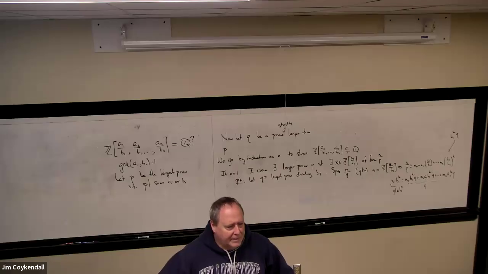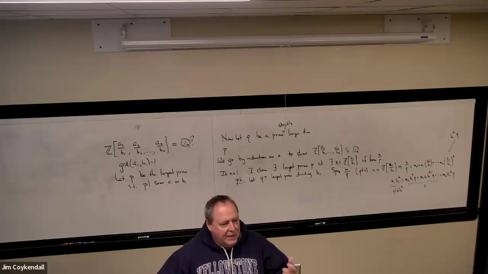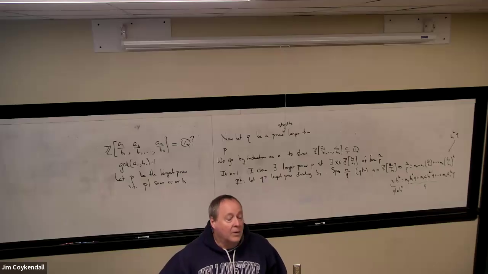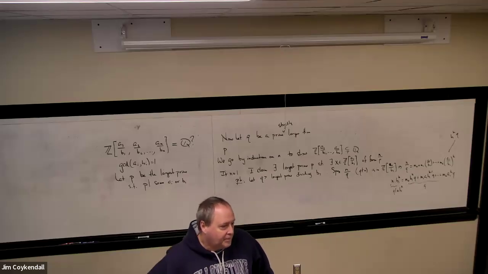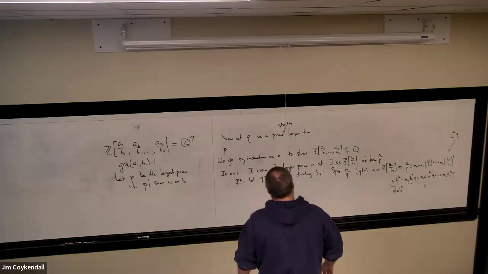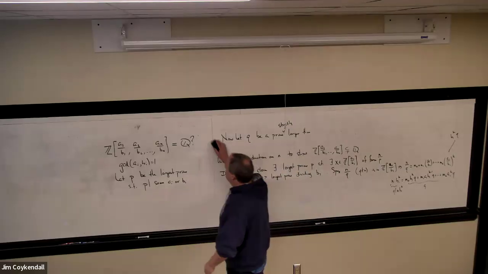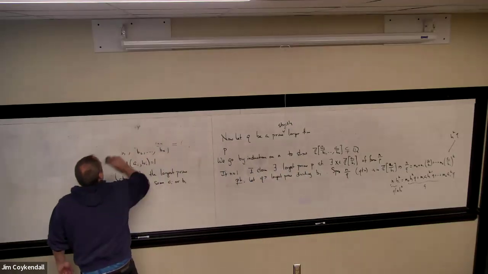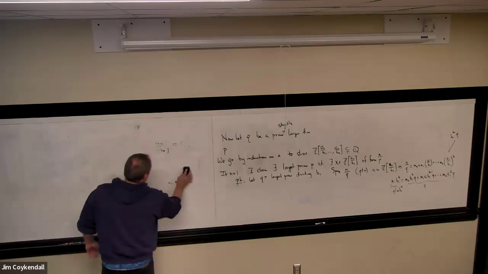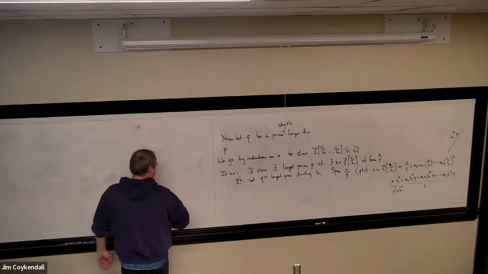Transitive subgroup of S_n means S_n is acting on the letters 1, 2, 3, up to n. Take any two, i and j, and there's something in that subgroup that takes i to j. I shouldn't say swaps, that's bad. Let me give you an important example.